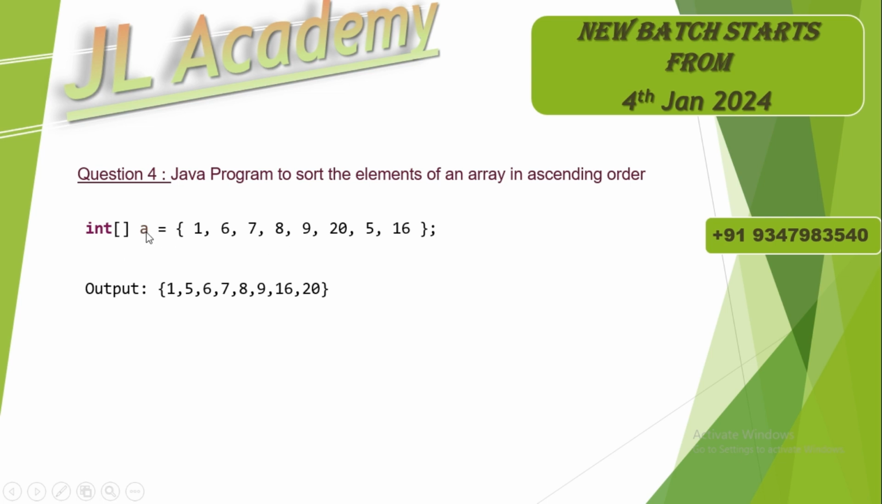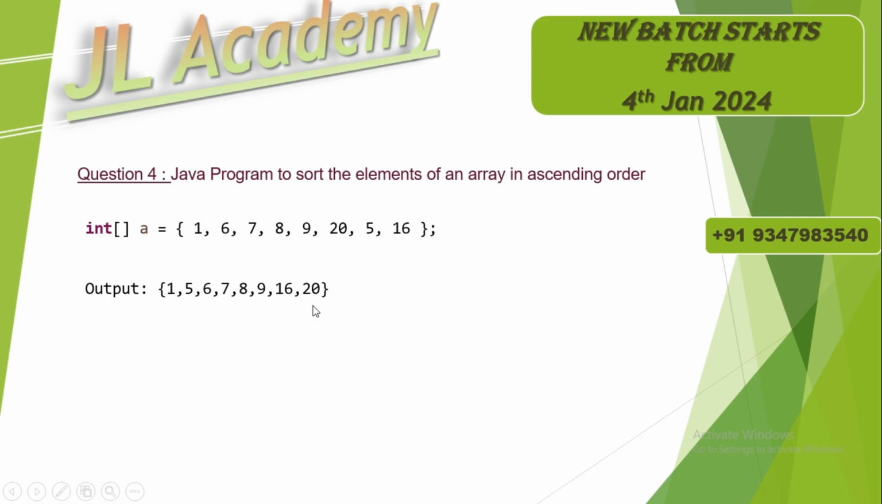I have created array A and I have given values 1, 6, 7, 8, 9, 25, 1, 6. They are in a random order. Now my requirement is to sort in ascending order. So what is ascending order? It means low to high. When I sort this array, the output will become 1, 5, 6, 7, 8, 9, 16, 20. Here it is low to high. This is my expectation.